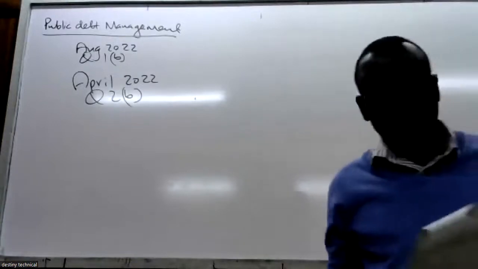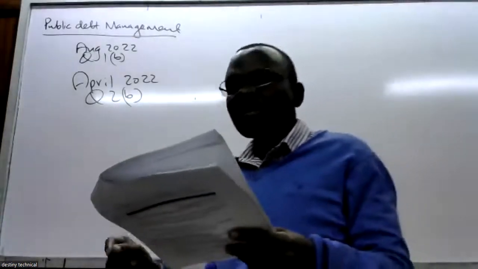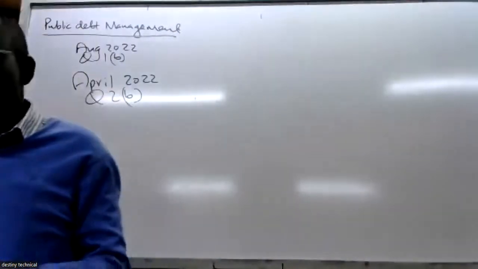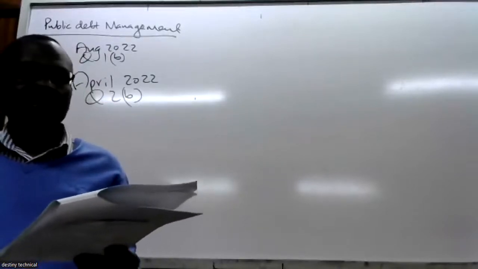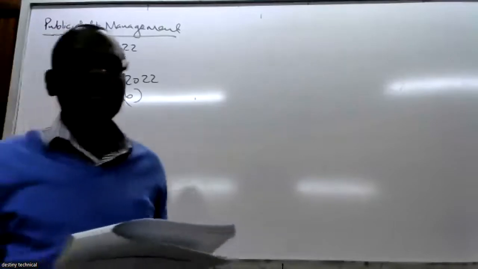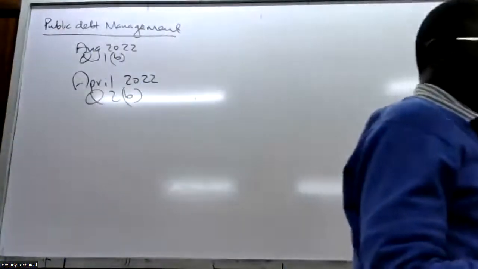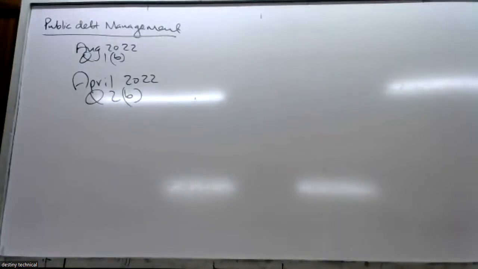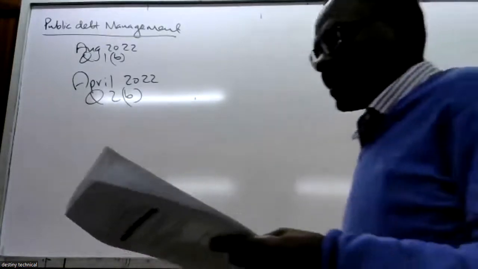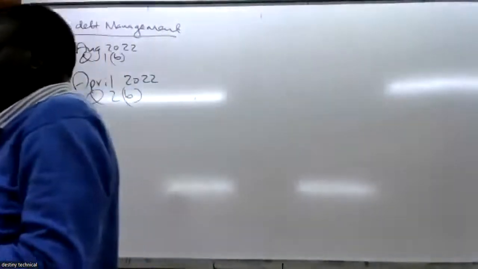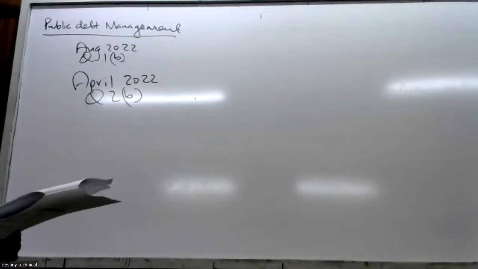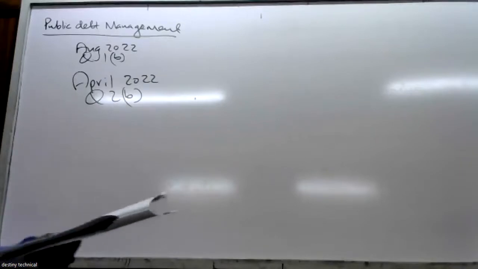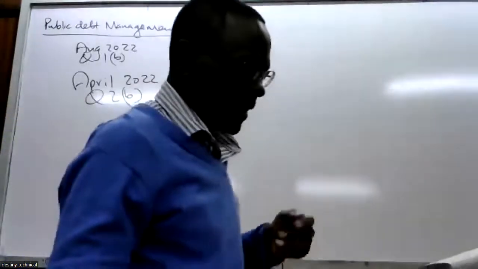Number 2, maintaining a reliable database for all loans taken by the national government, county governments and their entities.